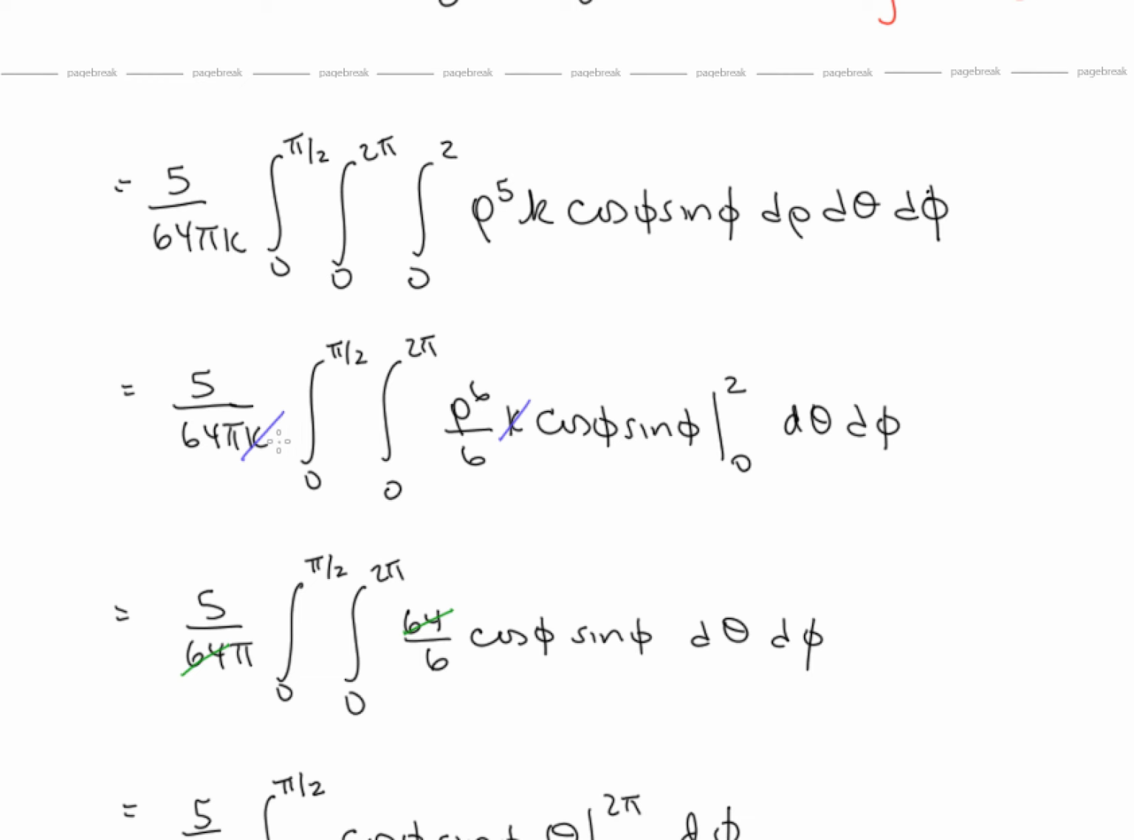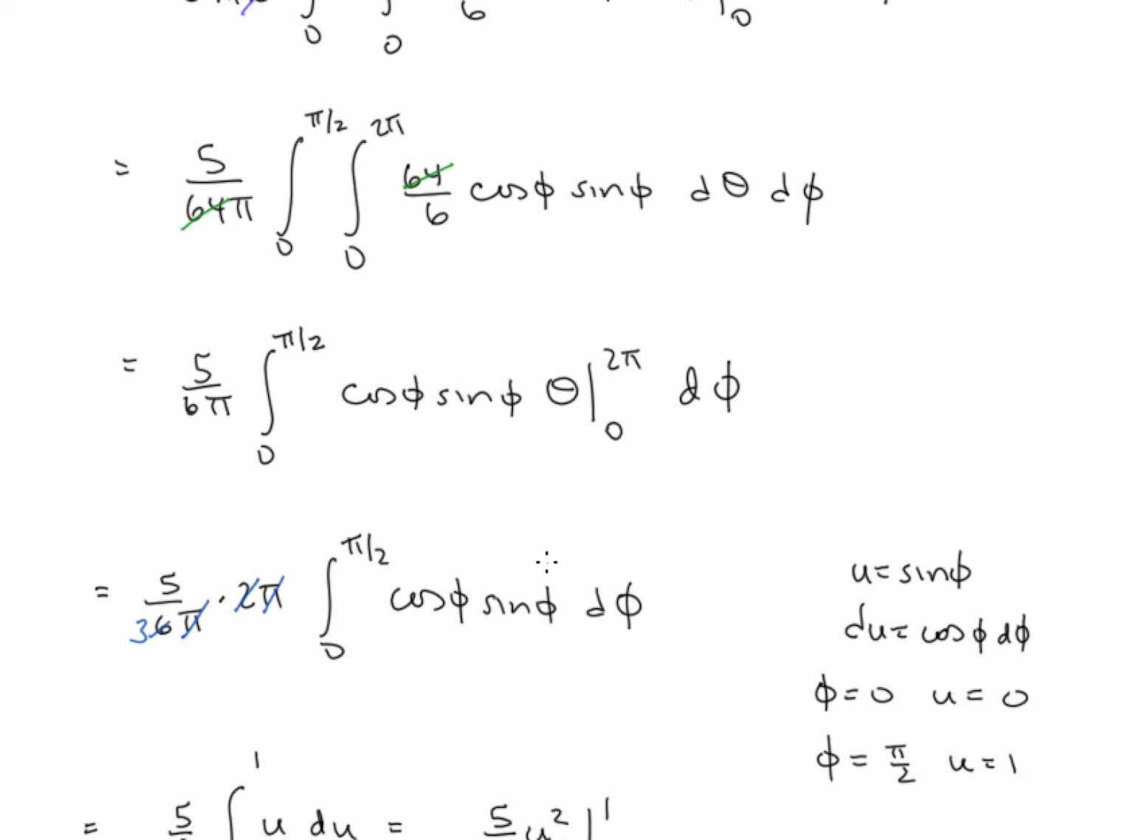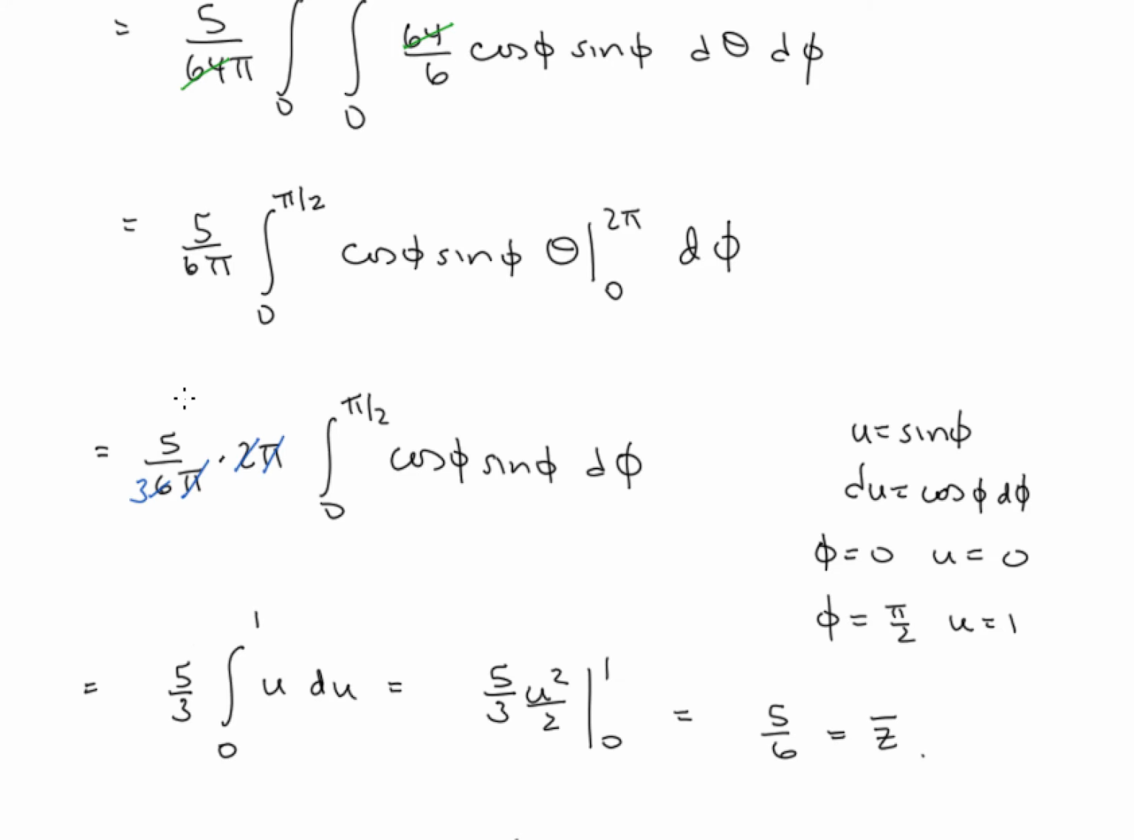We can cancel our k's, even from the very start. When we plug in the 2 and get a 64, we can cancel our 64's here. And then integrating on theta and plugging in 2 pi gives us a pi that'll cancel. So we end up with 5/3 integral 0 to pi over 2 cosine phi sine phi d phi.